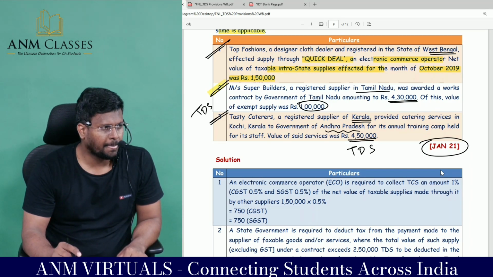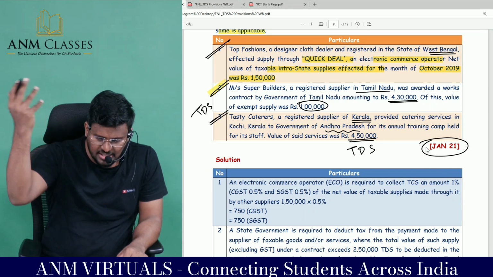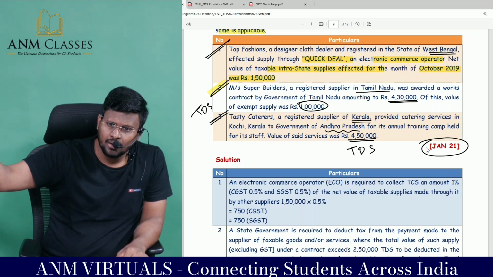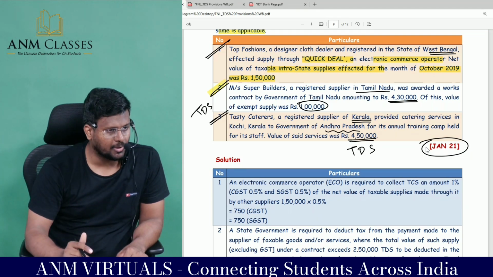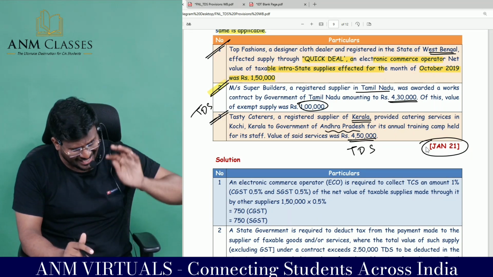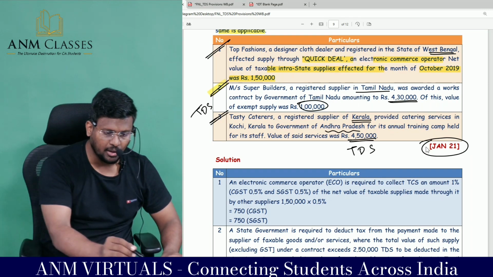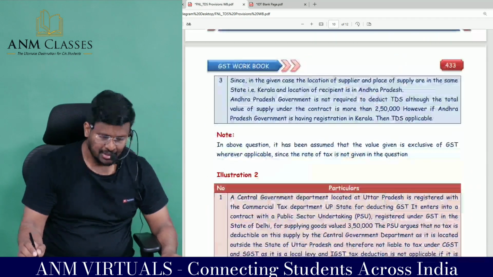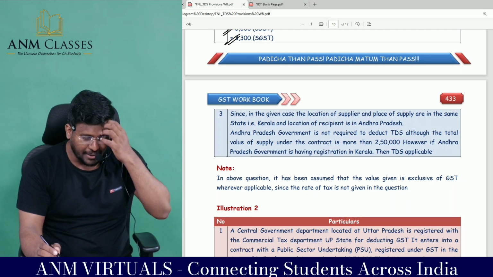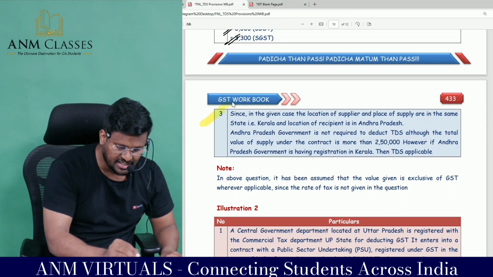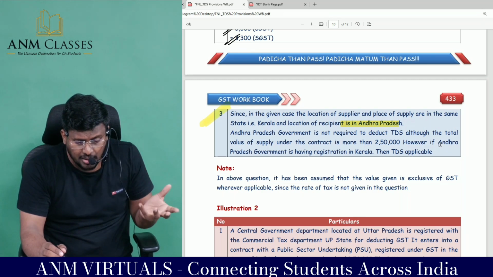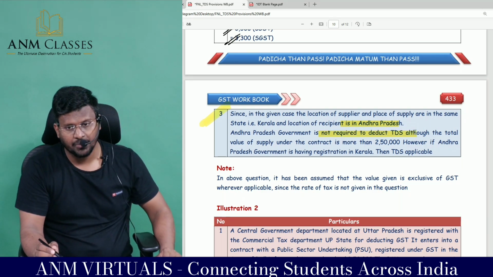Yes, sir. Yes, the recipient is government of Andhra Pradesh. Generally, they would have registered only in Andhra Pradesh. So TDS will not be applicable. If the government of Andhra Pradesh is registered in Kerala, then TDS provisions will be applicable. Since in the given case, location of the supplier and place of supply are in the same state, that is Kerala, and location of the recipient is what?